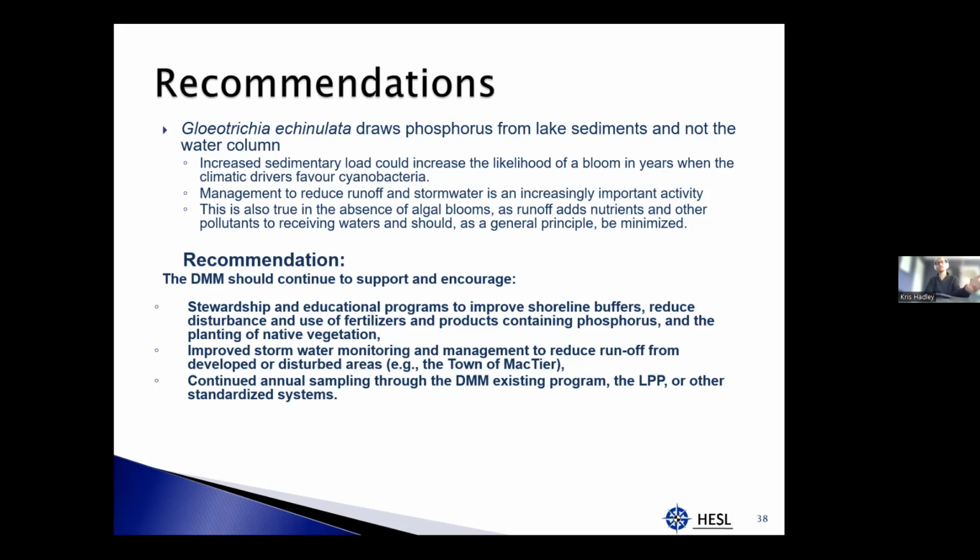Stormwater and runoff reduction is always valuable because while it may not immediately affect Gliotrichia blooms, Gliotrichia are some of the lower toxin producers amongst cyanobacterial species. And if you had a shift to higher phosphorus, you could end up with other species blooming, which are going to be a much greater health concern, Microcystis or something like that, that could potentially be a concern.